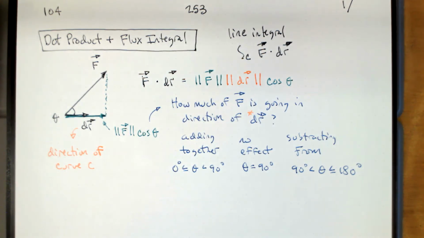What are we talking about? Oh, yes. So this is what we were thinking about when we think about the dot product. We're thinking about the vector field being the wind and the curve being a path through the wind.